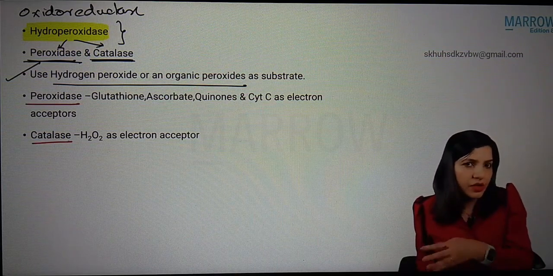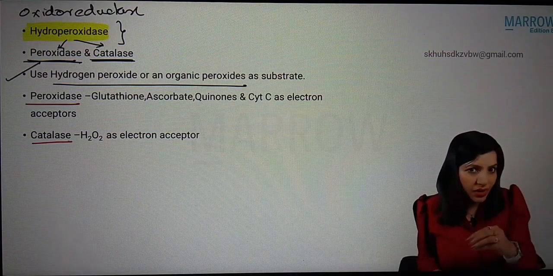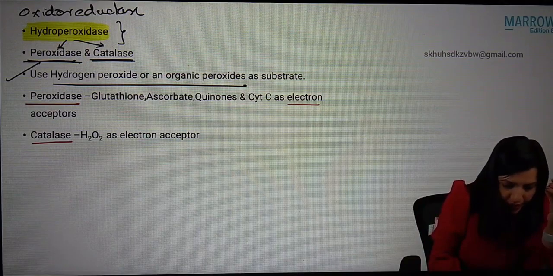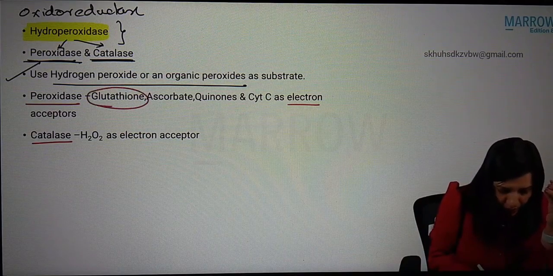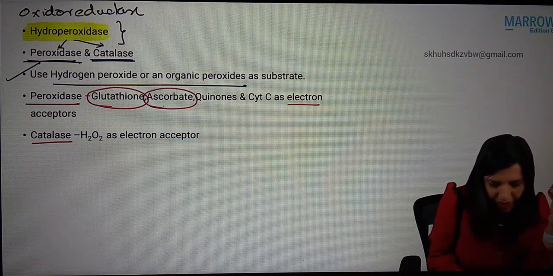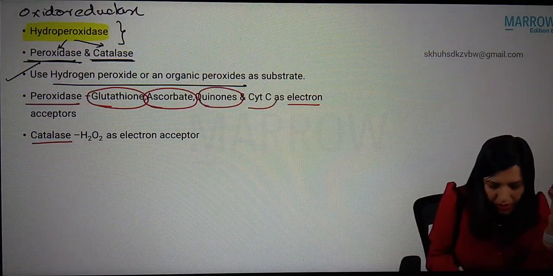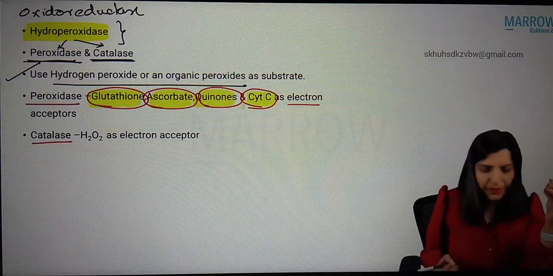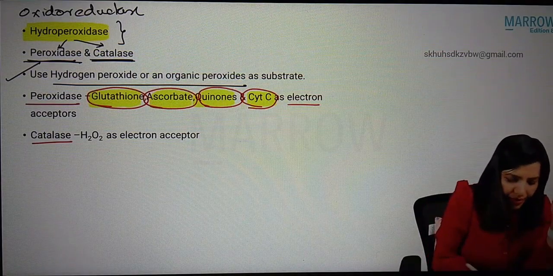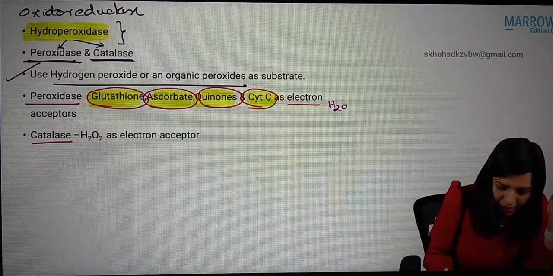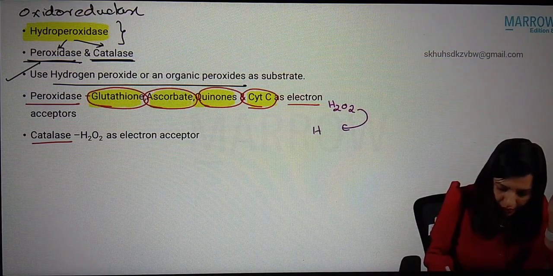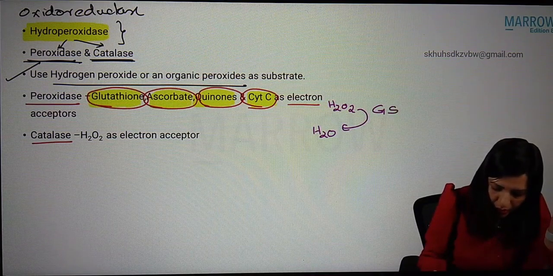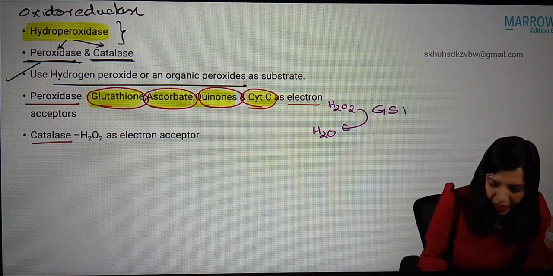There comes the difference. In the case of peroxidases, the electron acceptor can be glutathione or vitamin C or quinones, cytochrome C. So these all can be the electron acceptor. I will give you one example here. Hydrogen peroxide is converted to water, and here you can see glutathione. We write it as GSH.